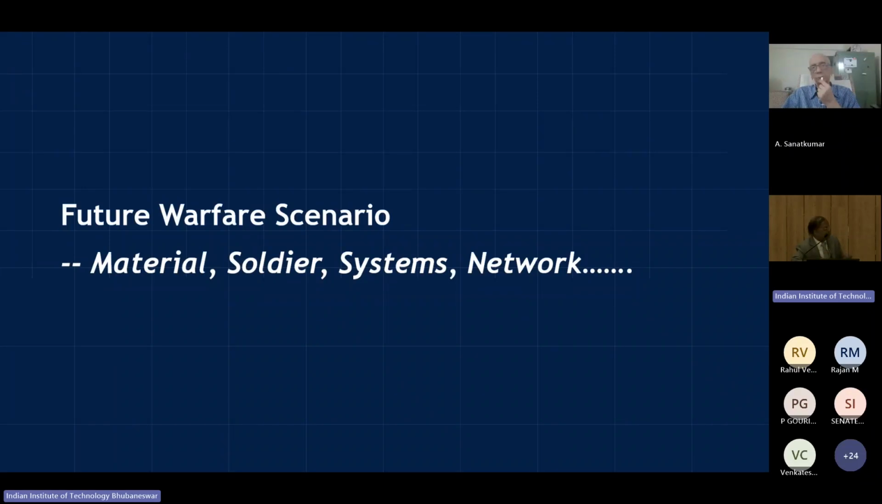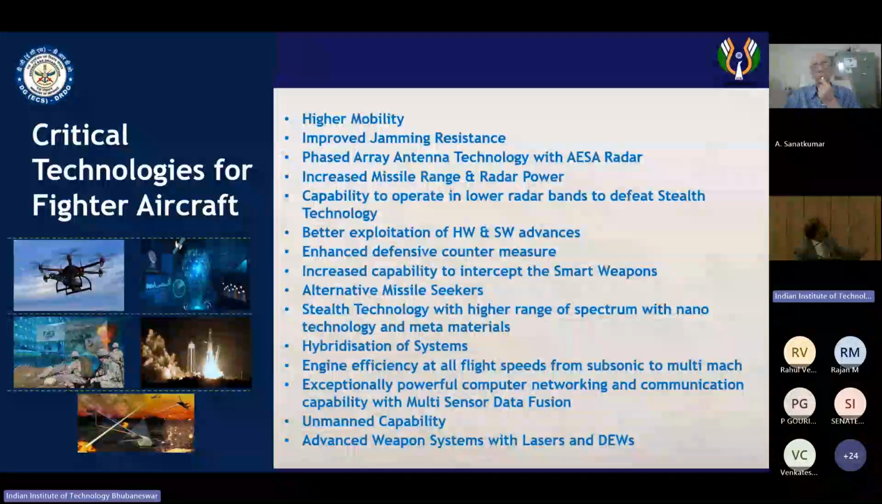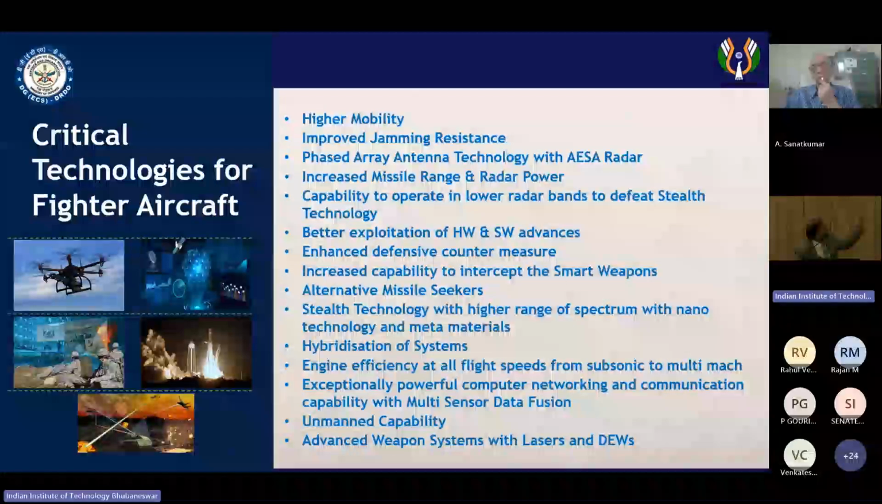I have to wind up in another 10 minutes, otherwise I'll miss my flight. So, future warfare scenario, material, soldier systems, network, these are all critical technologies. I'm trying to list it out. This was a last-minute slide for me.